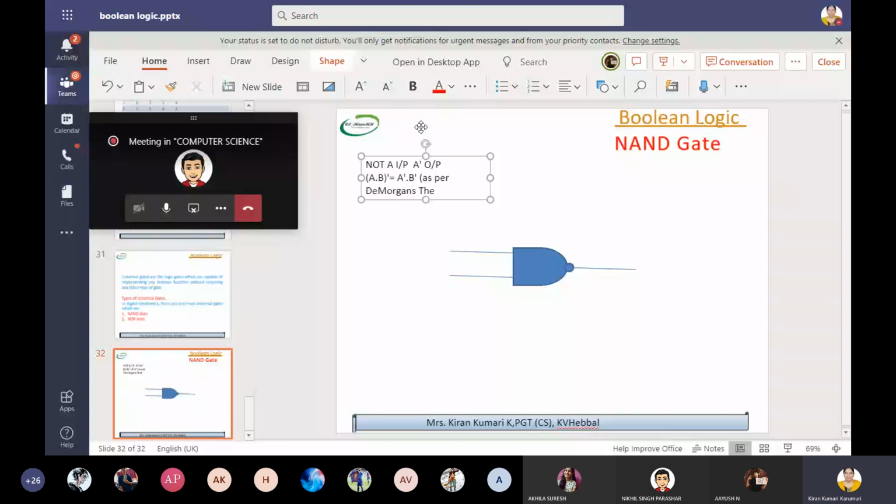Yes, ma'am. Okay, this much is clear. As per De Morgan's theorem, what are we getting from the NAND gate? NAND means the complement of AND, so the complement of A dot B has come, but we need only the complement of A. So how do we do that?